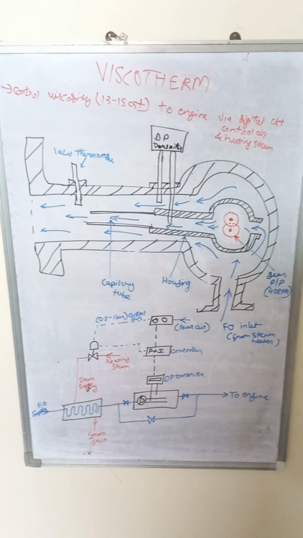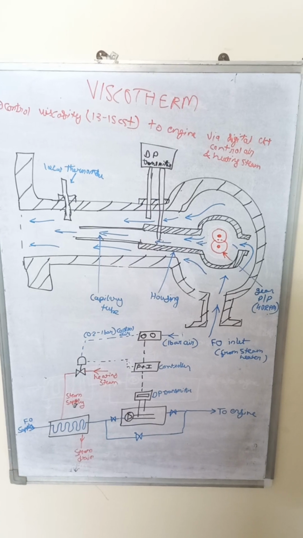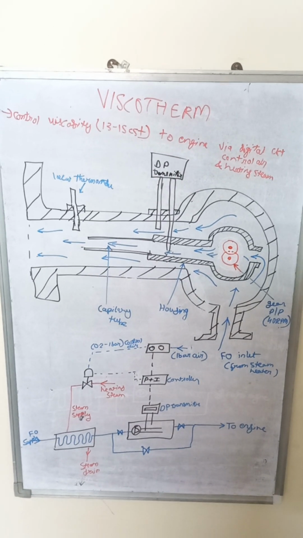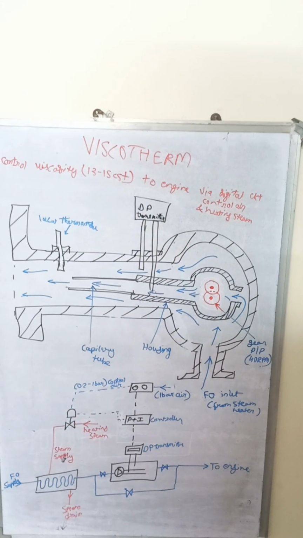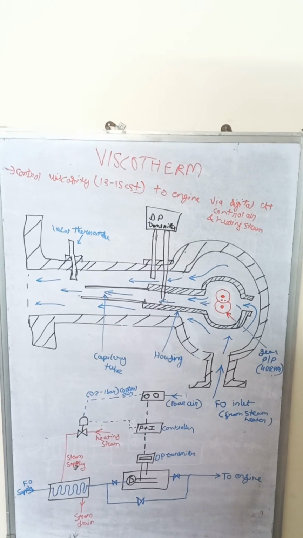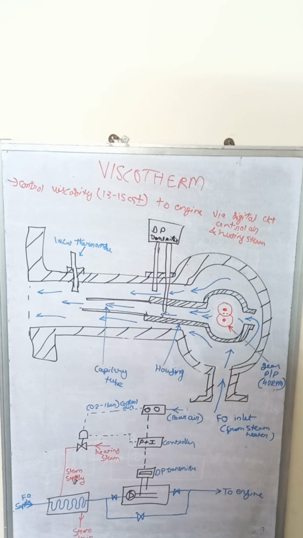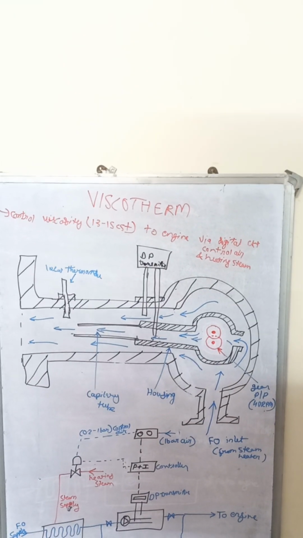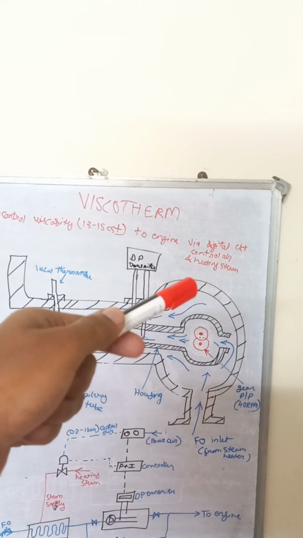Viscotherm. It is an instrument which is used to control the viscosity to be delivered to the main engine. It is to be noted that the heavy fuel oil needs to be maintained at 13 to 15 centistokes of viscosity in order to provide a smooth and efficient combustion. So viscotherm controls the output of the fuel oil given to the engine via a digital circuit, control air and heating steam.